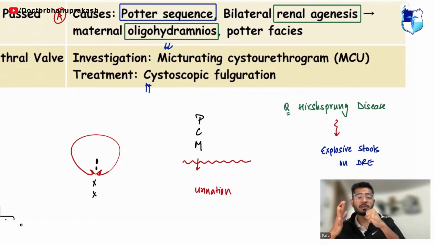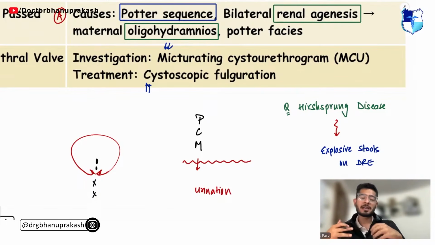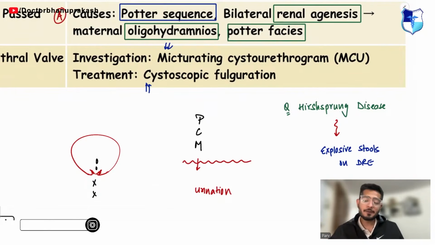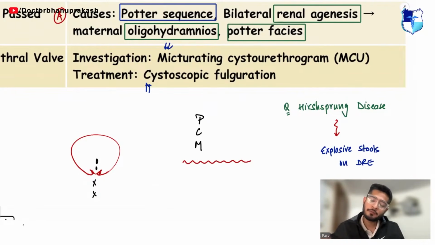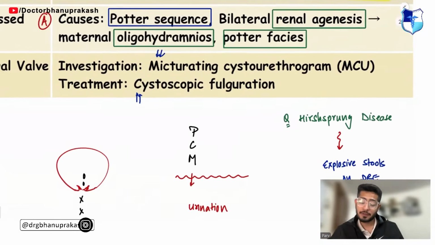So the child is going to stick itself on the walls of the uterus. That is why the face is going to look like that, and the child is going to have Potter's facies. So what is the triad of Potter's? Remember this: the Potter's triad is going to be renal agenesis, oligohydramnios, and Potter facies.